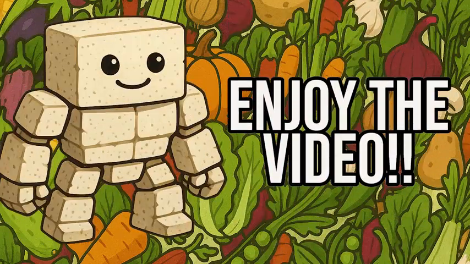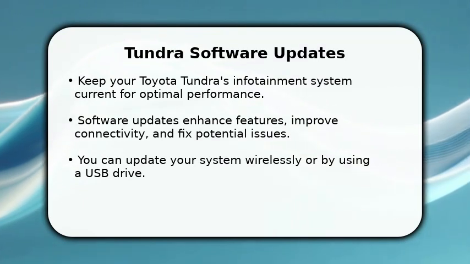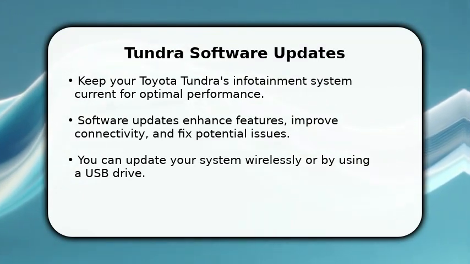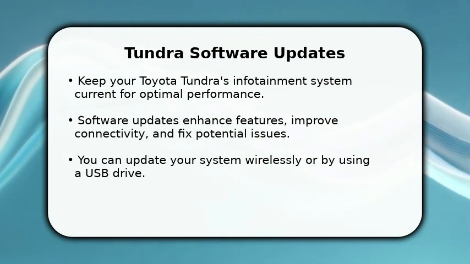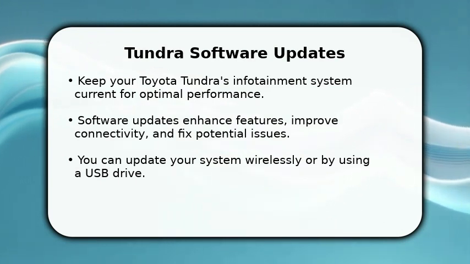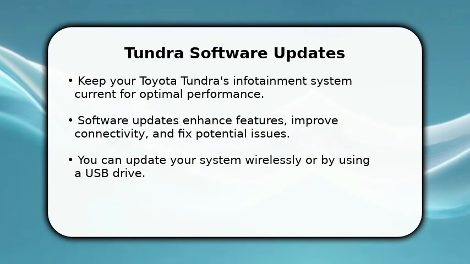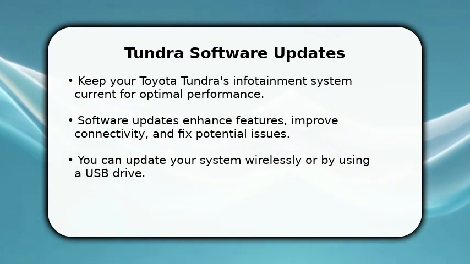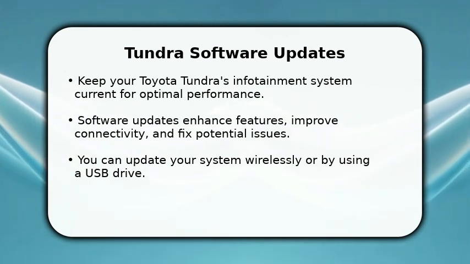Please enjoy the video. In this video, I will explain how to update your Toyota Tundra's software. Keeping your vehicle's multimedia system up to date is essential for the best experience. These updates often bring new features, improve existing ones like cloud navigation, and ensure your system runs smoothly. We will cover the two main methods: over-the-air updates and using a USB drive, making the process straightforward for you.